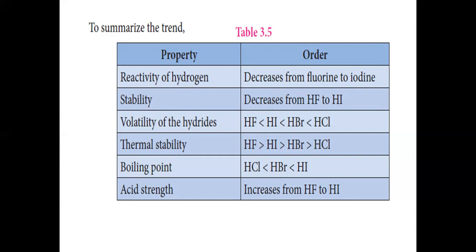Next is the acid strength. Acid strength increases from HF to HI. HF is a weak acid because it does not release the proton as easily as HI. So the acid strength increases from hydrogen fluoride to hydrogen iodide.